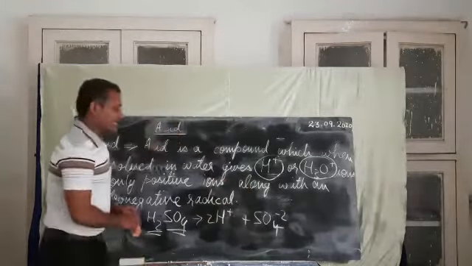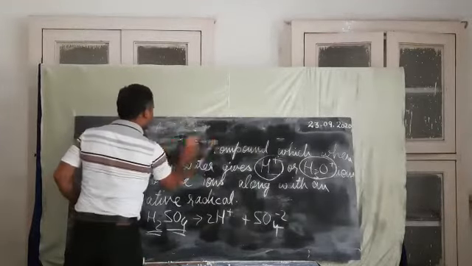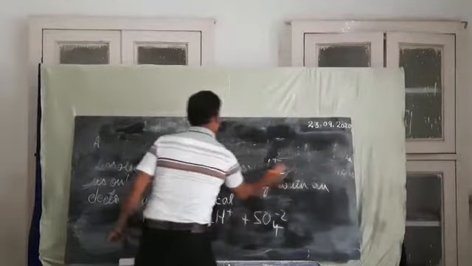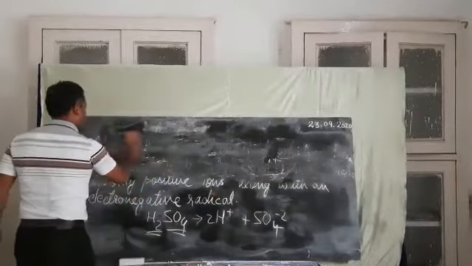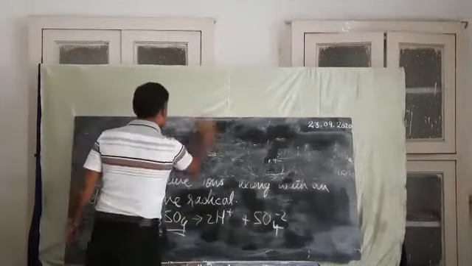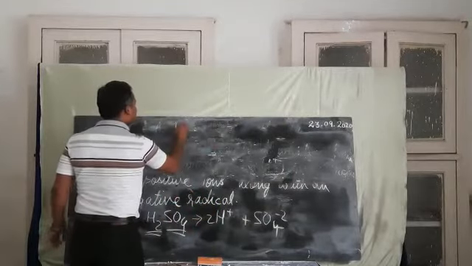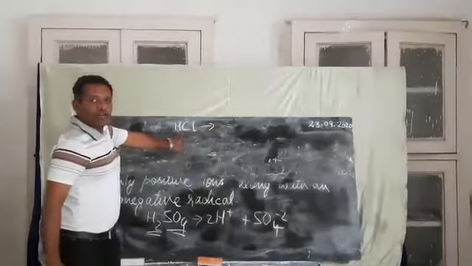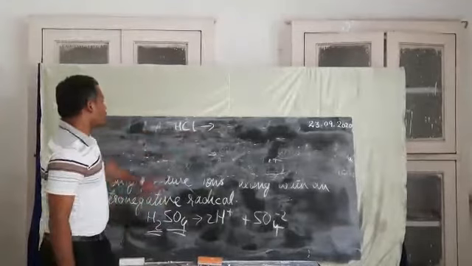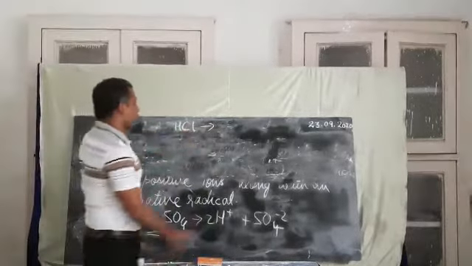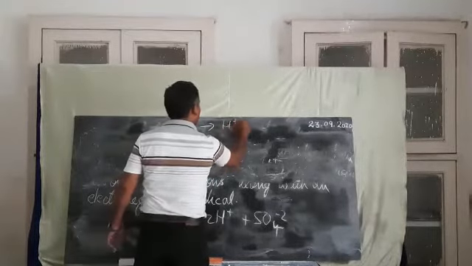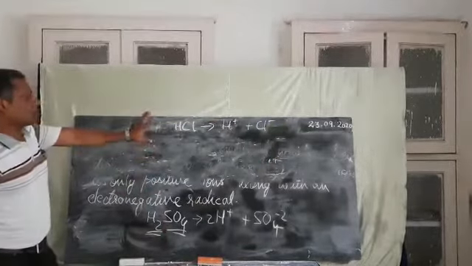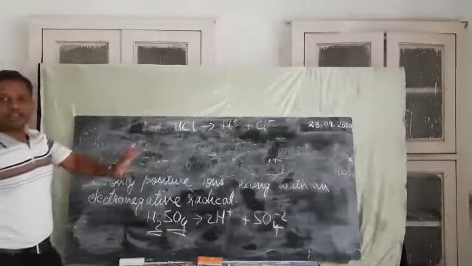Suppose you take another acid, HCl. Now in HCl, you have one atom of hydrogen and one atom of chlorine. It breaks up to give one hydrogen ion plus one chlorine ion. So this is the definition of an acid.